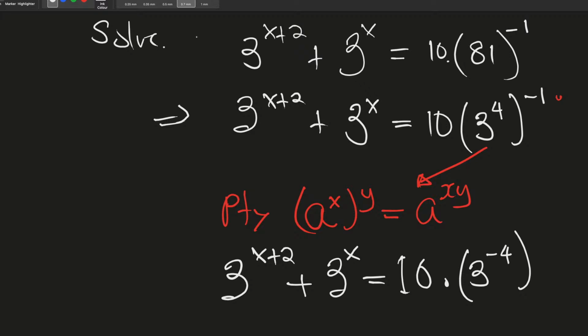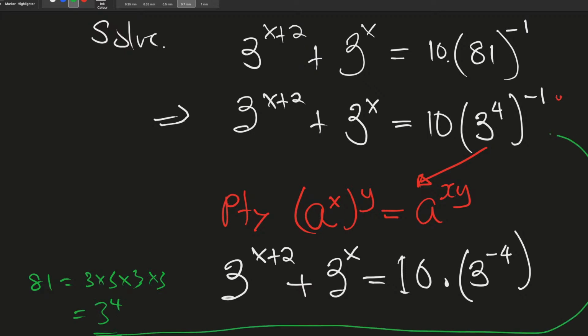Over here, it was 81, and we split 81. Our 81 is always going to be 3 times 3 times 3 times 3, which is the same as 3 to the power 4. So we haven't changed anything at all. That's what we did over here.